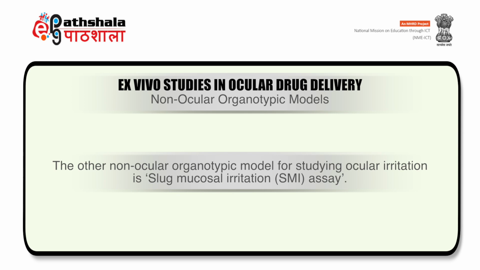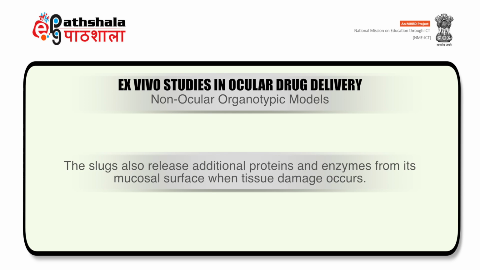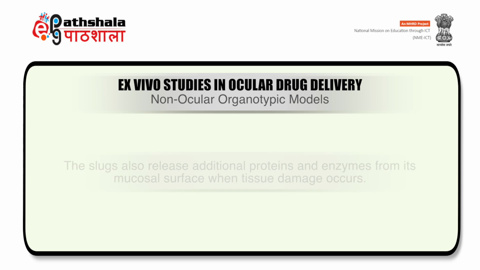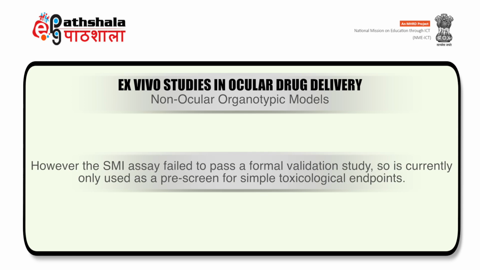The other non-ocular organotypic model for studying ocular irritation is the slug mucosal irritation assay, called the SMI assay. It uses the terrestrial slug, which produces mucus and loses body weight when placed upon irritating surfaces. The slugs also release additional proteins and enzymes from the mucosal surface when tissue damage occurs. The evaluation criteria lie on the extent of mucus production, as mild irritants cause an increase in mucus production, whereas severe irritants result in tissue damage and protein release in addition to the increased mucus production.